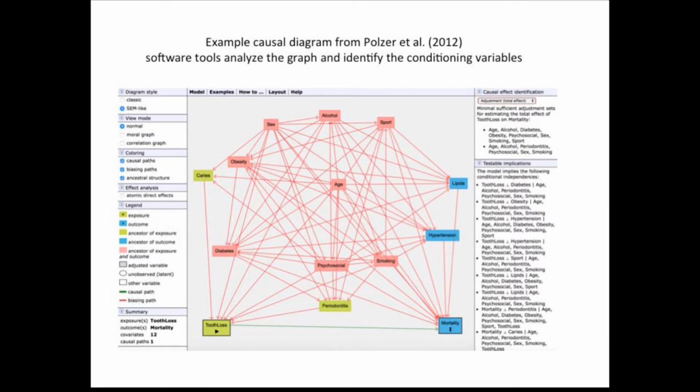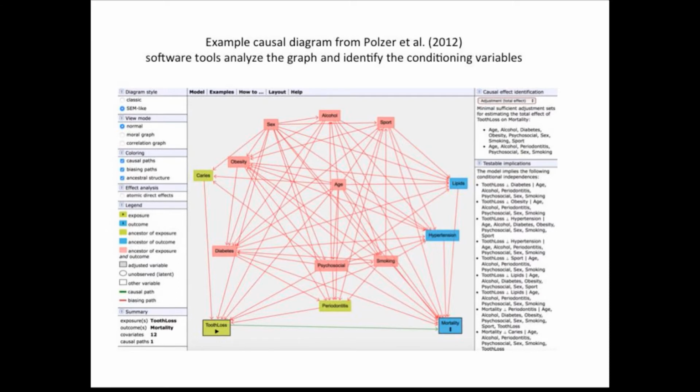And what they figured out is that to answer that question, you have to also identify all of these background characteristics, like how much alcohol do they drink? What's their lipid profile? Do they have hypertension? Do they have psychosocial factors?